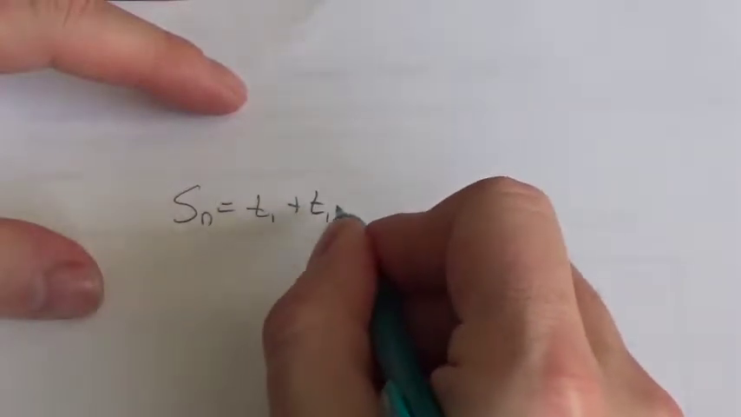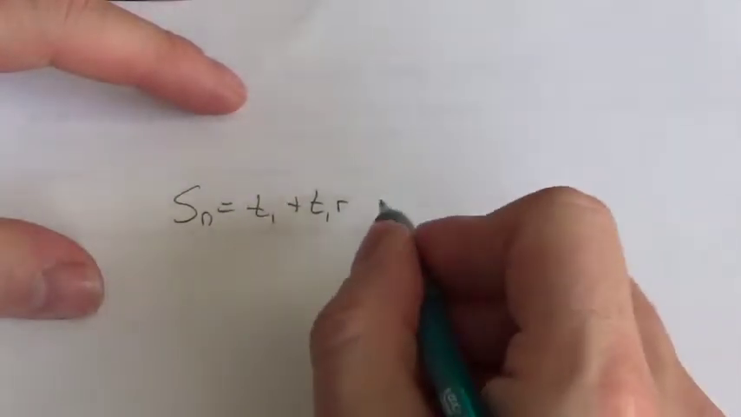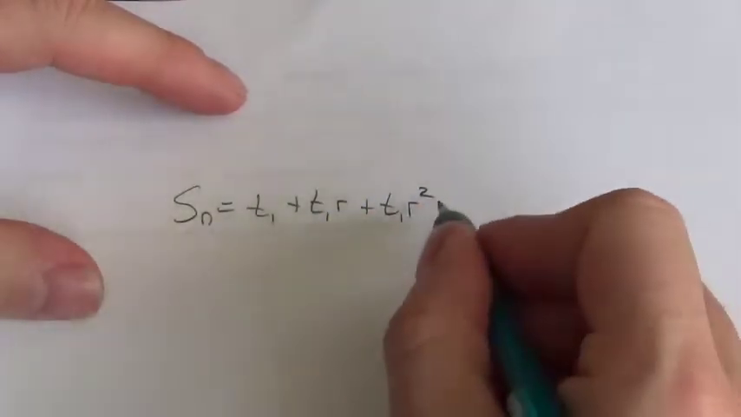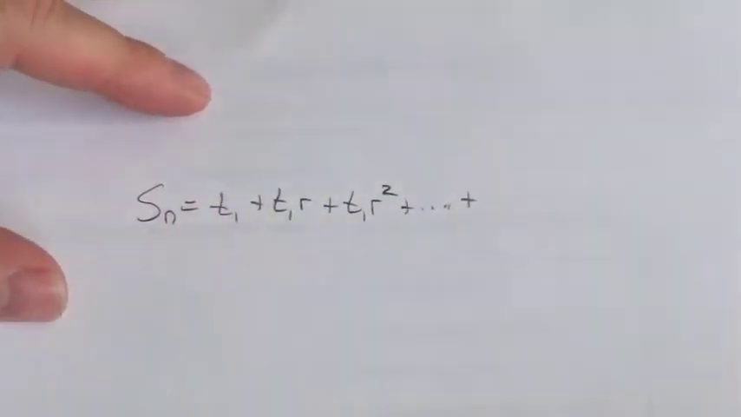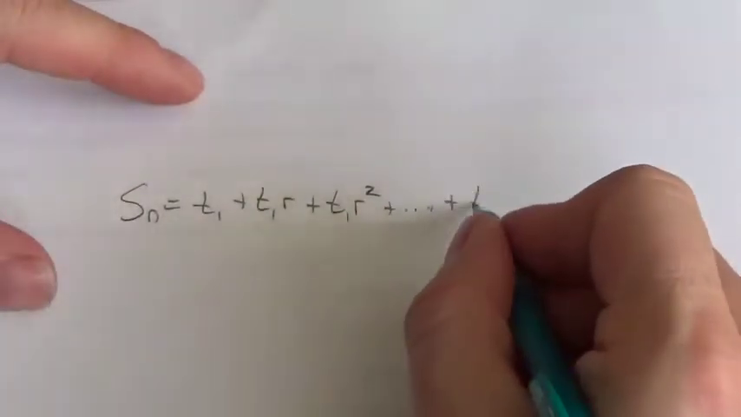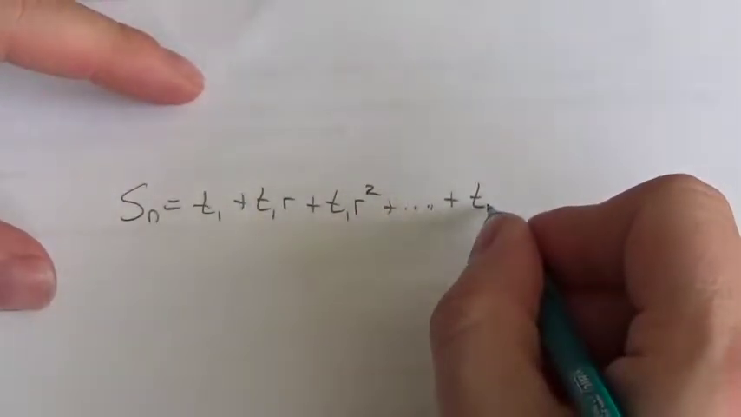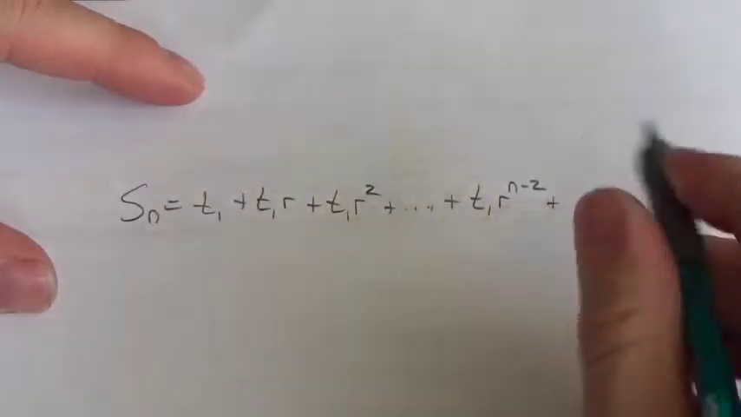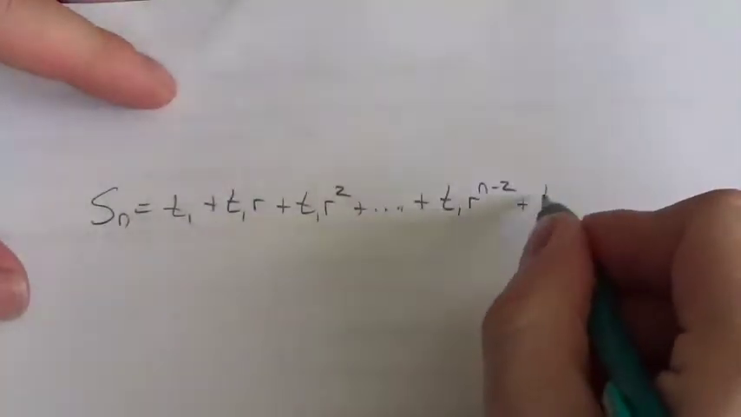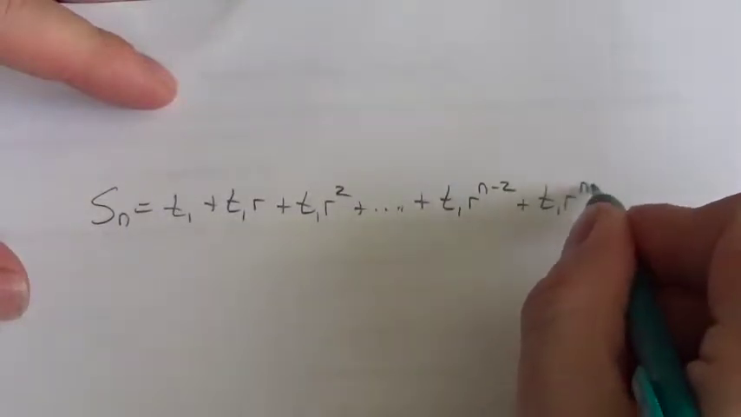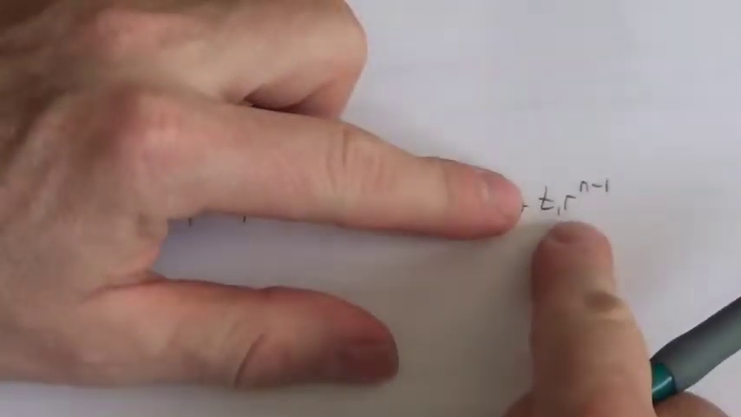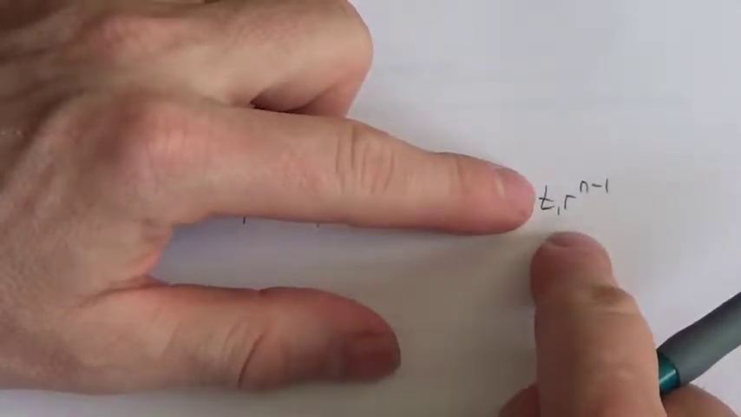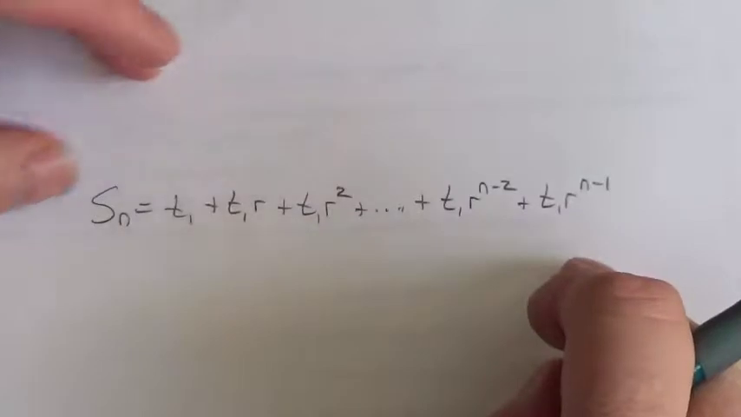And then remember, to get to our second term, we're going to multiply by r. And then to get to the next term, we're going to multiply that t1 by r squared. We just keep multiplying by r, and we keep doing this. And our second last term is going to be t1 multiplied by r to the n minus 2. And then we multiply by one more r, and we get t1 multiplied by r to the n minus 1. If you remember back, that was the general term of the geometric sequence. So it becomes the last term of this particular sequence when we write it out like this.